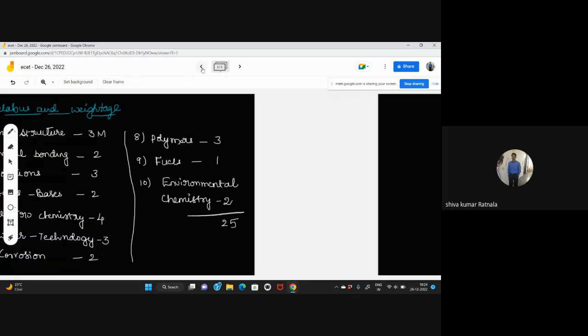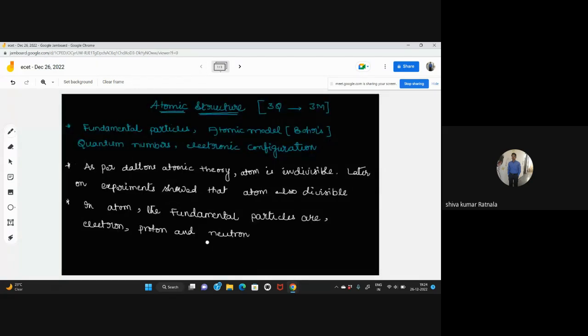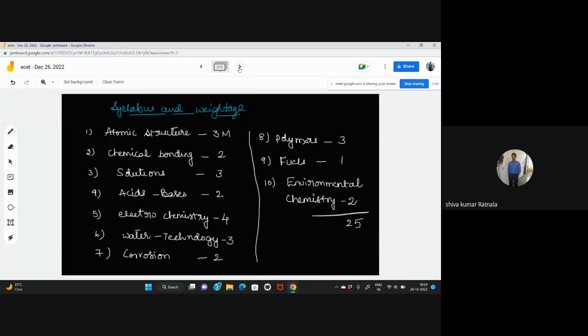So as I told you, there are fundamental particles: electron, proton, and neutrons. Those electron, proton, and neutrons were discovered in different experiments. Let's see what those different experiments are.